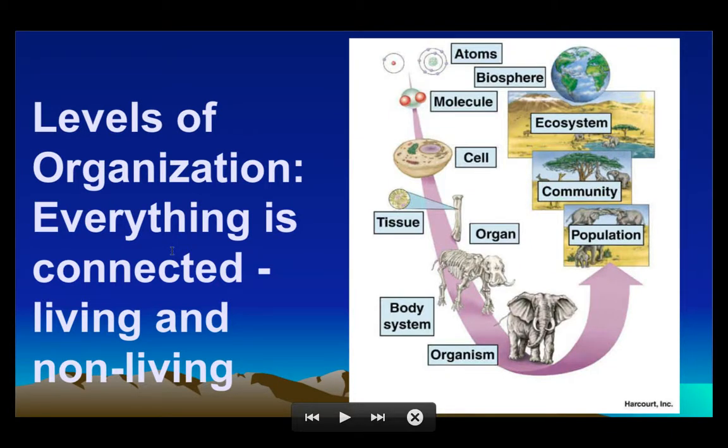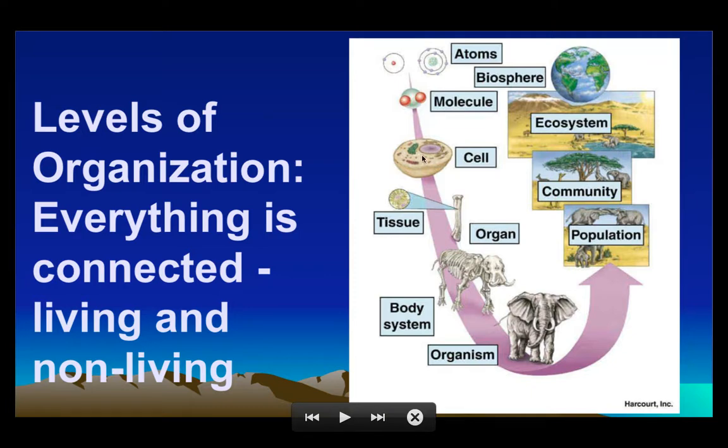Hey, everybody. We're going to be talking about the levels of organization. We talked about it a little bit earlier this week, and we're going to break it down into some more better details. If you look at the picture on the right, you see how it all starts with atoms. Then those atoms come together to form a molecule. Those molecules, macromolecules, come together to form the cell.